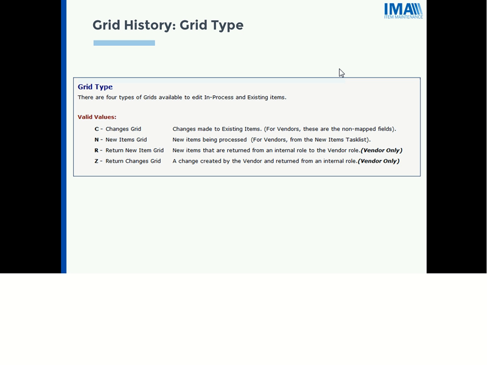So for the grid type, that was one of the things that you could search with. You have your changes grid and return new item grid and return changes grid. We're going to talk about those more tomorrow in the IMA features session. So the N is for new items grid, so that's basically anything with new items that you're just processing through your task list.